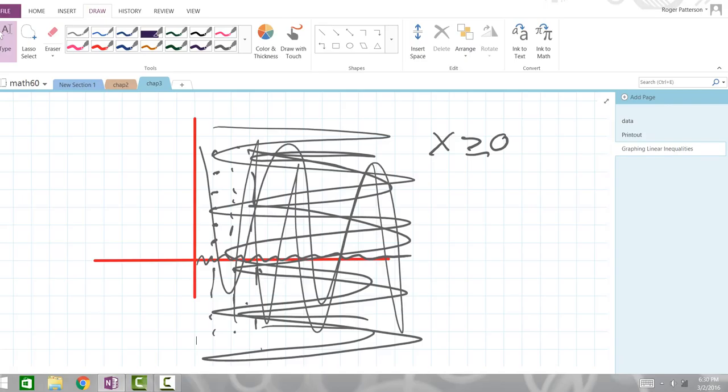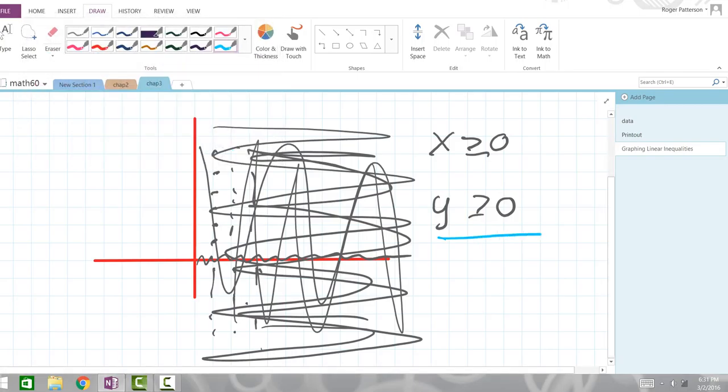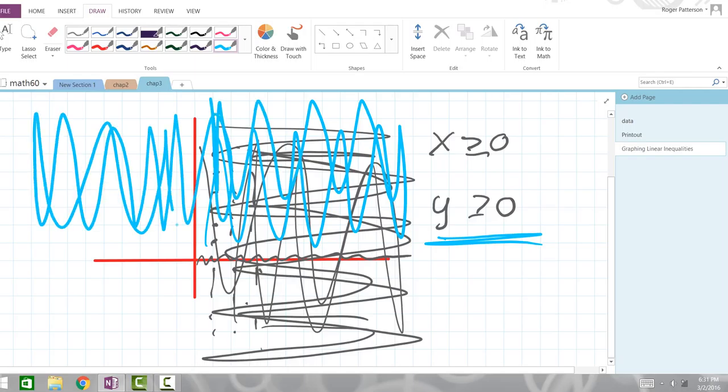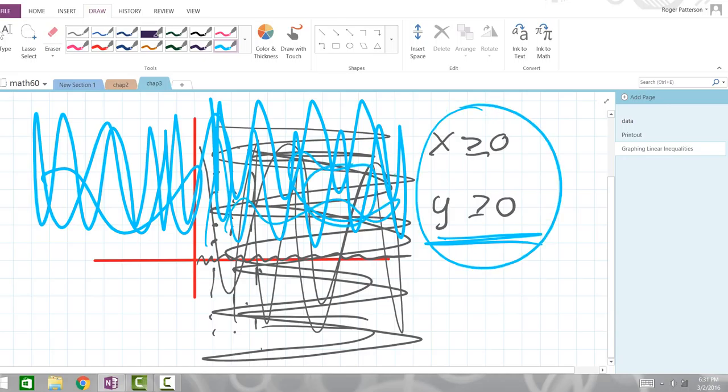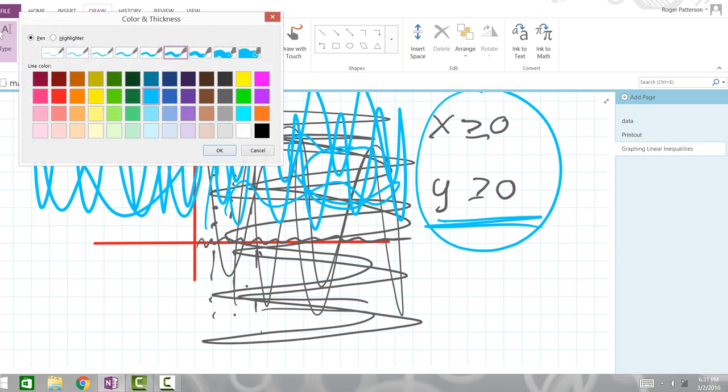So if we say, what if we have x is greater than 0 and y is greater than 0, and I'm going to change the color here to a light blue. Now we're talking about all this stuff in here, because all this is greater than or equal to 0. If we talk about the overlap of these two things, then we're talking about this mixture of blue and gray. That's what we're going to start looking at: graphing some linear inequalities and shading regions of where they are. So let's start doing that. Let's start off with that.